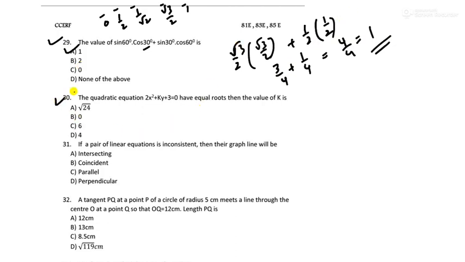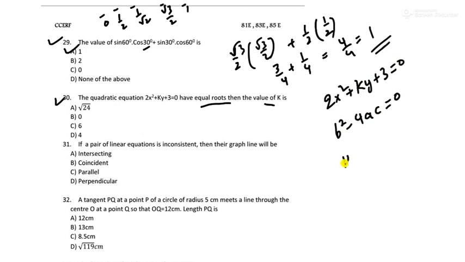Okay, moving to the next question. The quadratic equation has equal roots. Then the value of k is: 2x square plus kx plus 3 equals 0. It has equal roots. Equal roots means b square minus 4ac should be equal to 0.